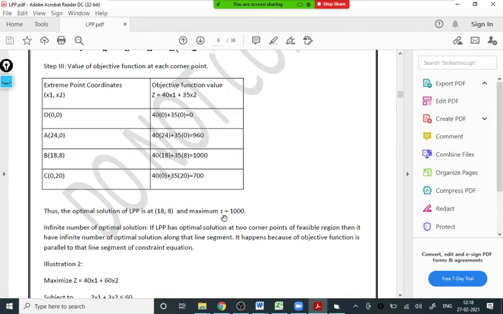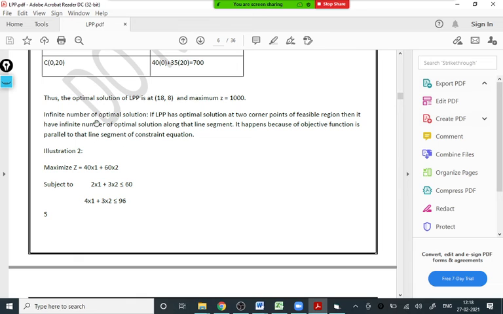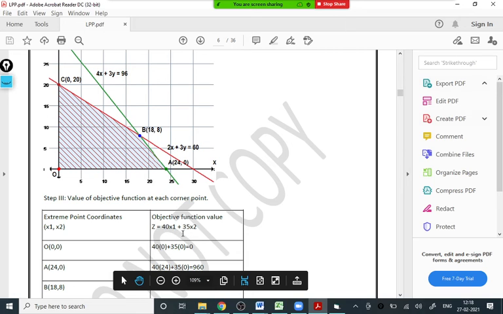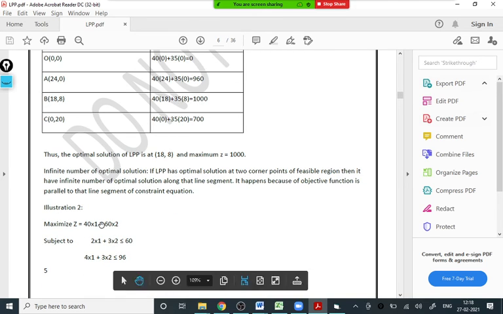Similarly, you will observe the graph is kept the same. Earlier, the objective function has the slope of minus 40 upon 35, which is not equal to that of any of the constraints. But here the objective function is changed now. 40 and 60 are taken, so the slope of this objective function becomes minus 40 upon 60, which is minus 2 by 3. And you will observe the slope of this constraint is also minus 2 by 3.